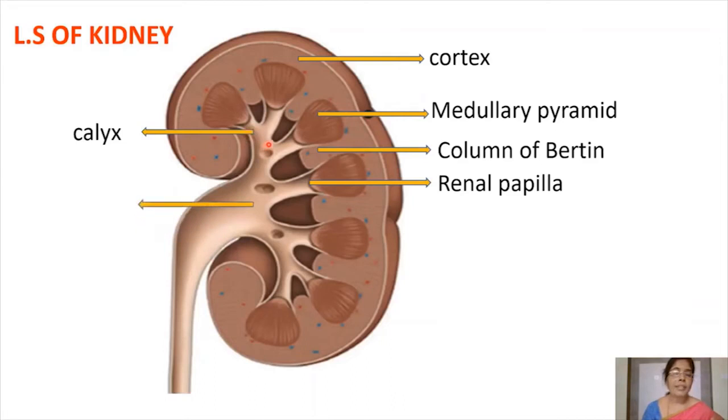Now all these calyces, look, they are like small cups. These cup-like calyces all join together and open into the funnel-like pelvis. Now this pelvis continues as the ureter. This is about the internal structure of the kidney.